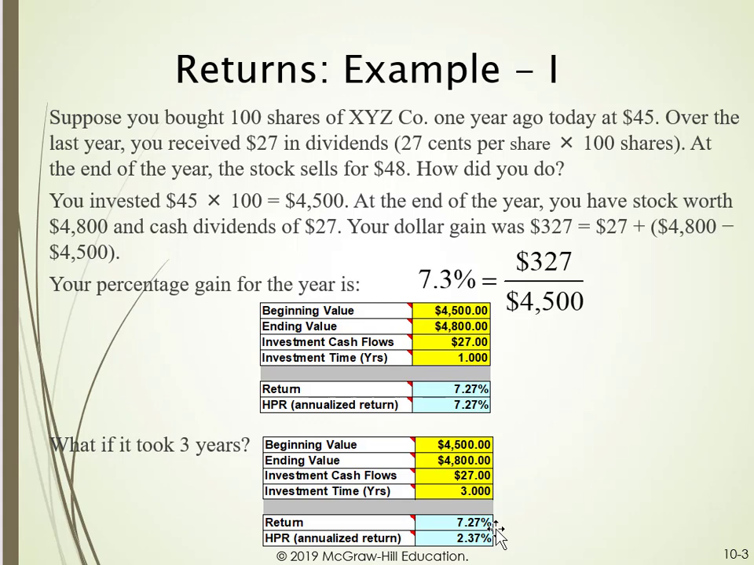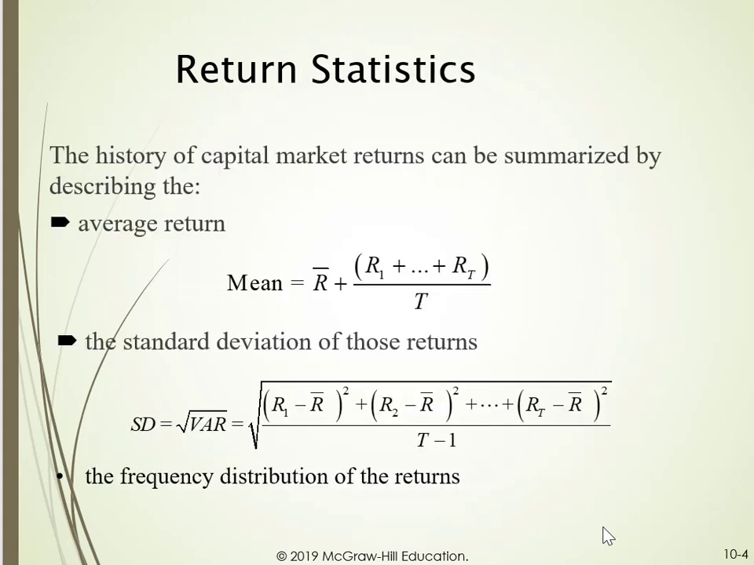Now that's not the correct way to do it because of the time value of money, but certainly you can see that if it takes longer to get the return, then in the end you're going to have a lower rate of return per year or annualized. And that's the point of holding period return. It's an annualized number.